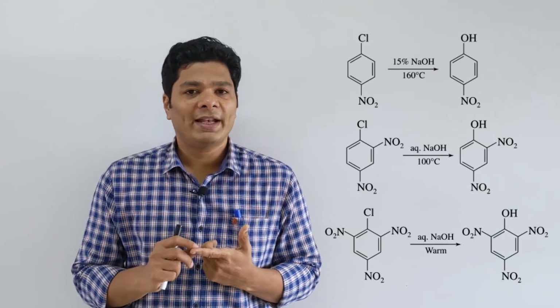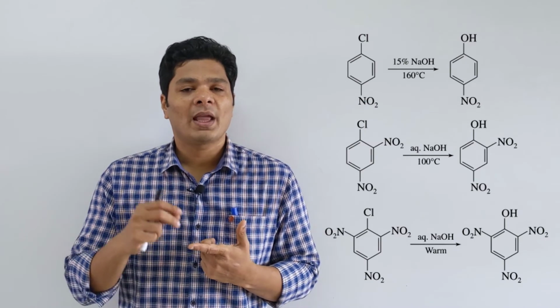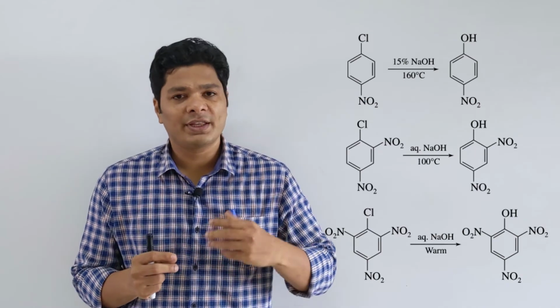Now that is pretty straightforward, and Dow's process is easier if the aromatic halide that you are going to take, the aryl halide, has more of the minus R group. 1 nitro will make it easy, 2 nitro much easier, 3 nitro much more easier. We have seen this before.